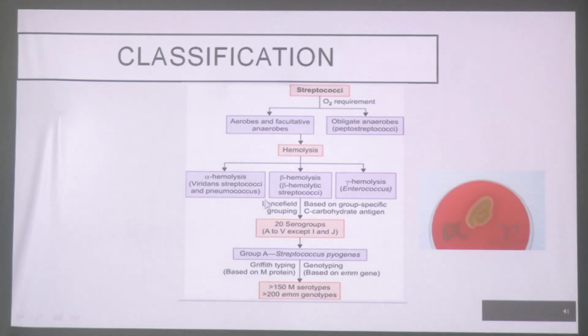So we will deal with what? We will deal today with beta hemolytic streptococci because they are able to cause suppurative and non-suppurative lesions. Alpha hemolysis is shown by viridans streptococci and pneumococci. Pneumococci you have heard in pneumonia, right? We will leave that here also. Then further, based on the C carbohydrate antigen that is present on the cell wall, we describe these beta hemolytic streptococci under Lancefield grouping into 20 serogroups from A to V except I and J.